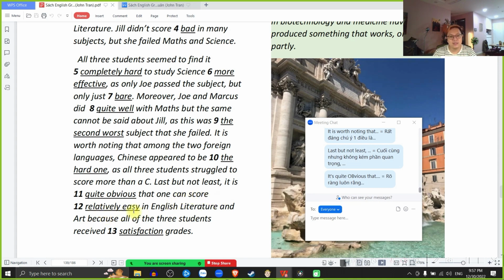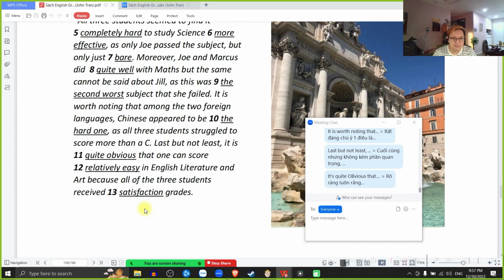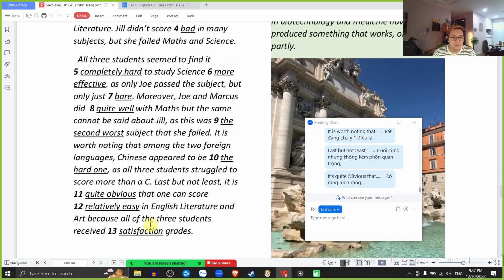So one can score relatively easily in English language and art because all the 3 students received satisfactory grades. Thì khá là dễ dàng, có vẻ thấy được rằng một người có thể được điểm tương đối dễ dàng về môn văn học Anh và môn nghệ thuật, bởi vì tất cả 3 học sinh này đều nhận được những cái điểm satisfactory, những cái điểm mà thỏa mãn, mãn nguyện. Satisfactory tức là mãn nguyện, thỏa mãn, tức là nó không quá cao nhưng mà nó cũng thỏa mãn rồi.